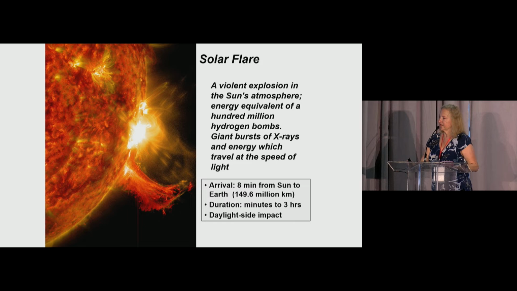So now another thing we can see very, very carefully with it is our solar flares. Basically, a solar flare is a violent explosion, energy equivalent to 100 million hydrogen bombs going off, and they can arrive in 8 minutes from the sun to the earth. The duration depends, minutes to 3 hours. They impact the daylight side of the Earth.